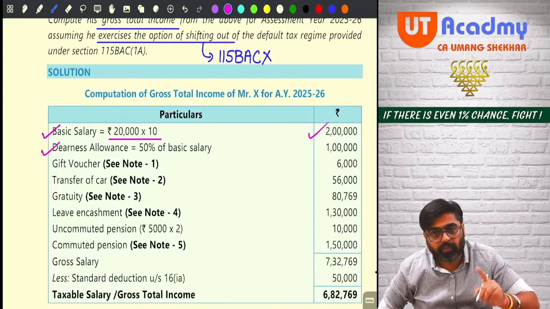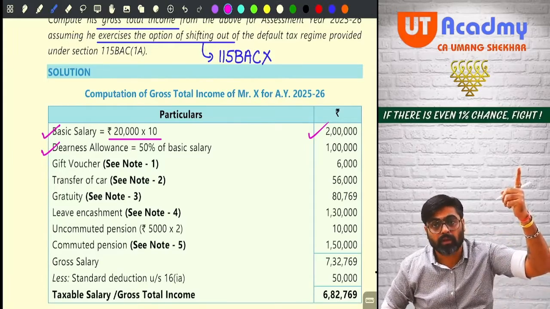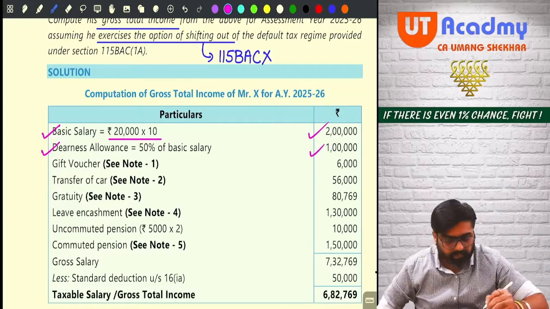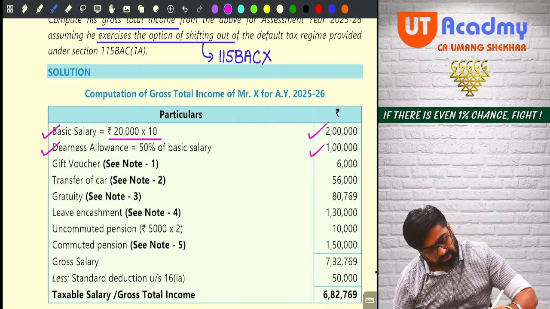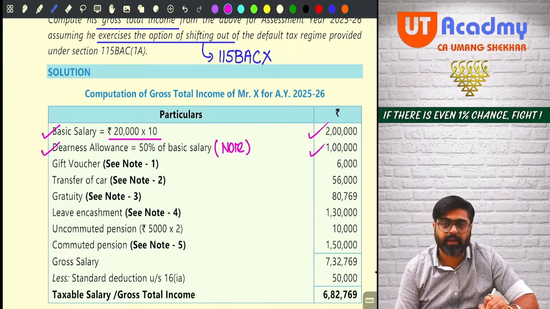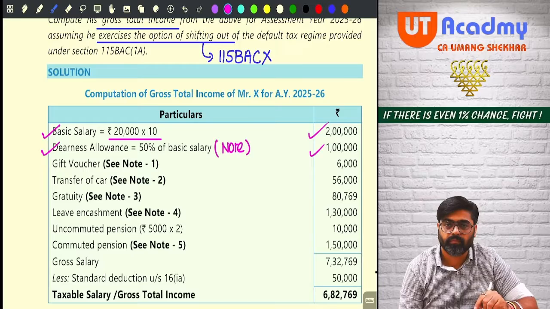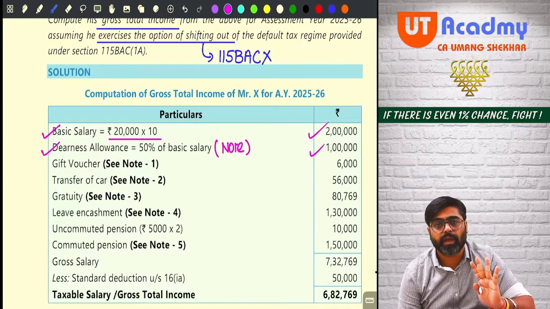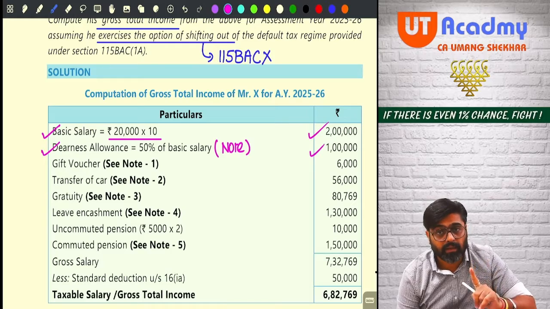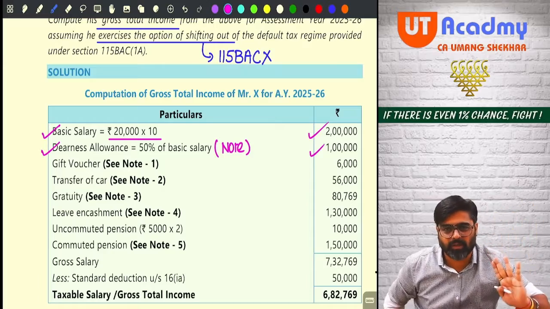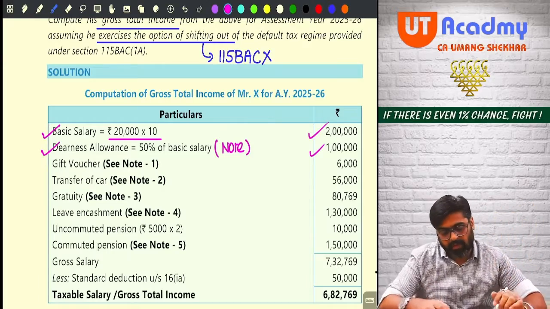Next one. He is receiving DA also. How much DA? 50% of basic. So how much was basic? 2 lakh. 50% of that 2 lakh will be 1 lakh. That 1 lakh will be DA. Now, 50% of basic salary is DA, and in the note we will write that this is DA in terms. Why we have assumed in terms, I will tell you. Please remember, this is DA in terms. And DA, in terms or not in terms, is always taxable. Yes or no?